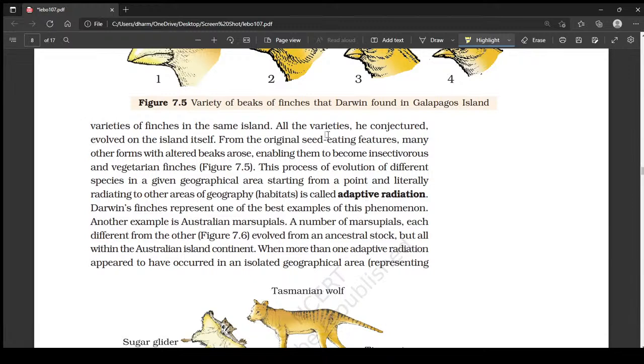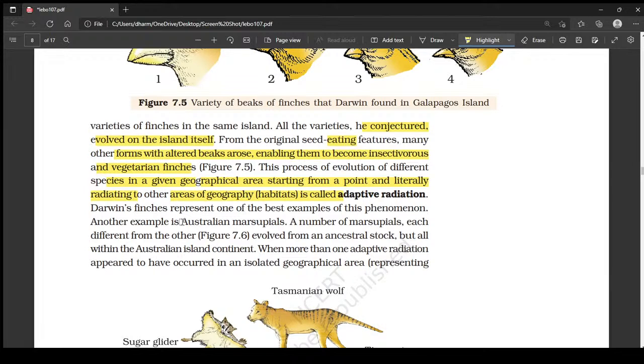All the varieties have evolved on the island itself from the original seed-eating features. Many other forms with altered beaks arose, enabling them to become insectivorous and vegetarian finches. This process of evolution of different species in a given geographical area, starting from a point and literally radiating to other areas or habitats, is known as adaptive radiation. Darwin's finches represent one of the best examples of this phenomenon.